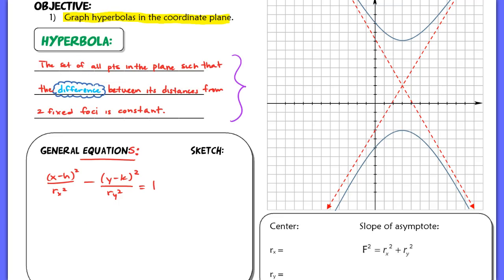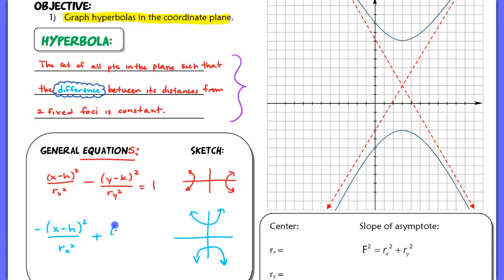Okay, now off to the side, I want to make sure you draw a little sketch here. If an equation is in this form, then the hyperbola must open left and right. Another general equation is for when the hyperbola opens up and down. So I'm going to draw in this little general sketch here. If my hyperbola opens up and down, I know that the general equation is of the form negative (x minus h) squared over r sub x squared plus (y minus k) squared over r sub y squared equaling 1. So the equation looks pretty much the same, except now the signs have changed to their opposites, right? This was plus, now it's minus, this was minus, now it's plus.